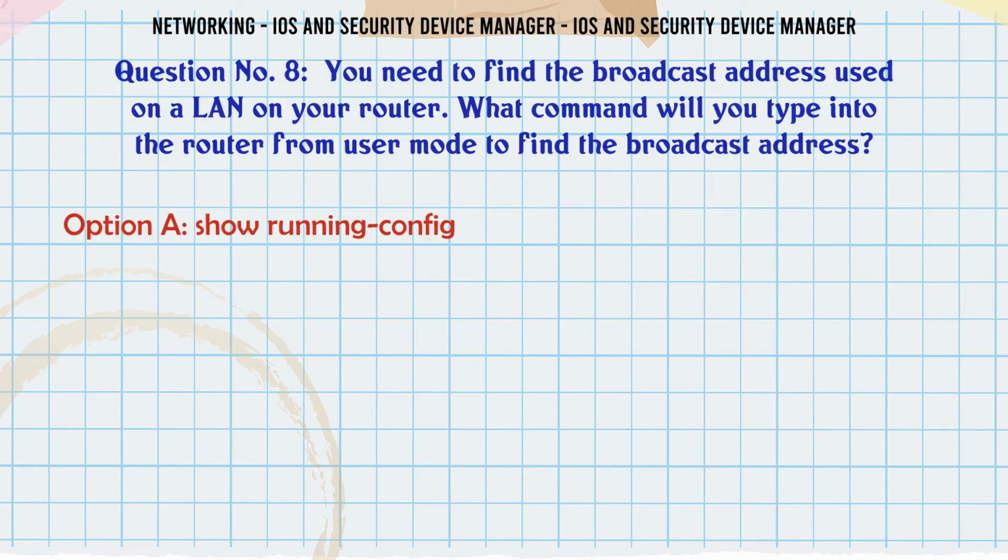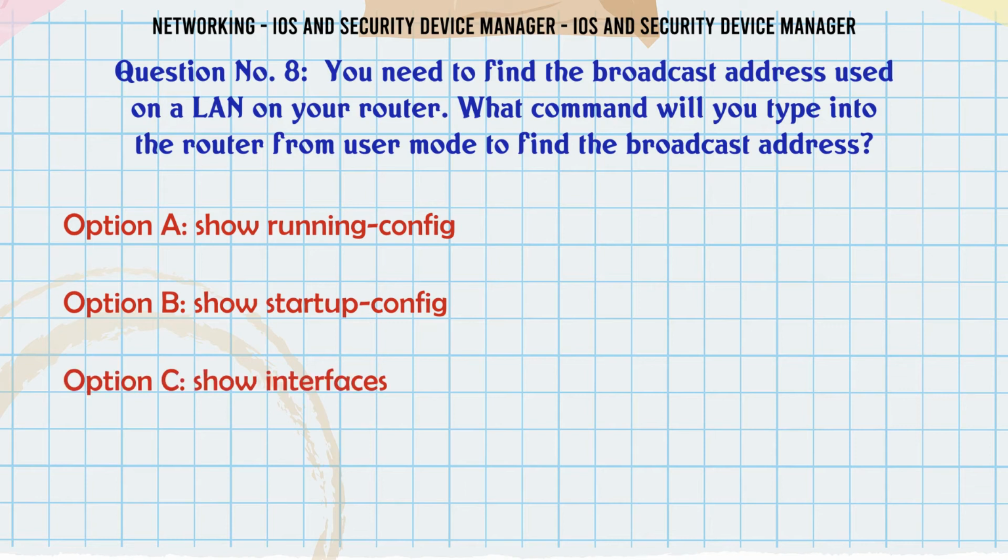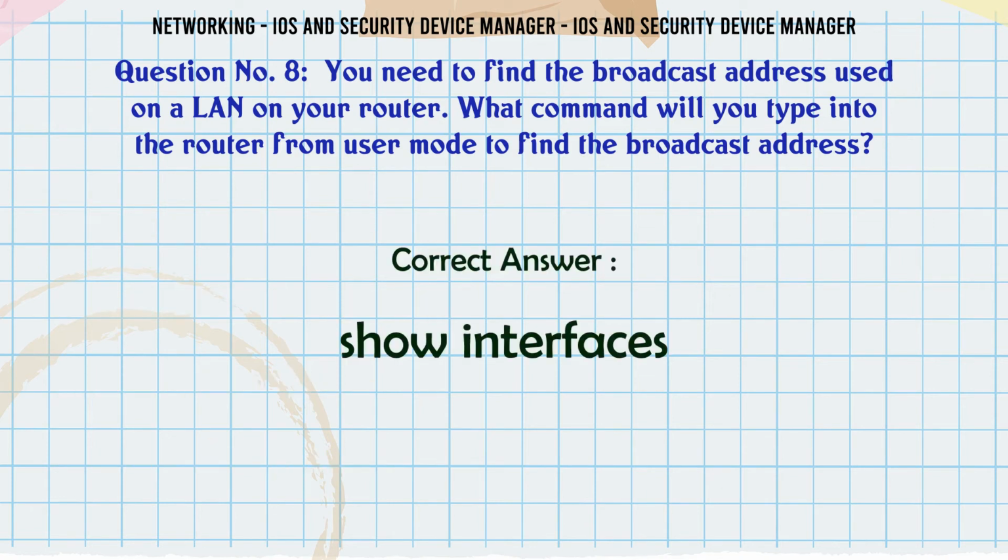You need to find the broadcast address used on a LAN on your router. What command will you type into the router from user mode to find the broadcast address? A. Show running config. B. Show startup config. C. Show interfaces. D. Show protocols. The correct answer is show interfaces.